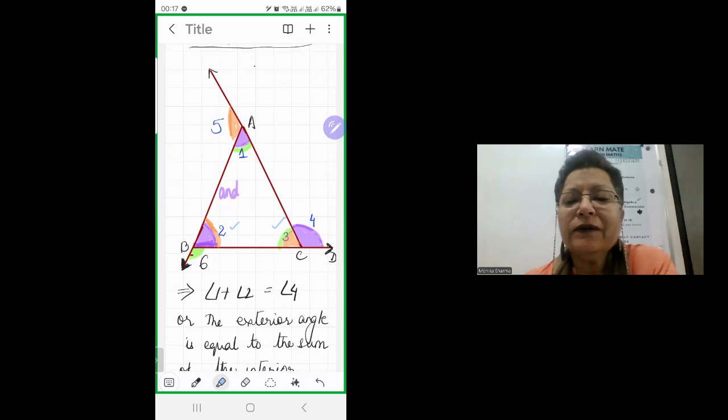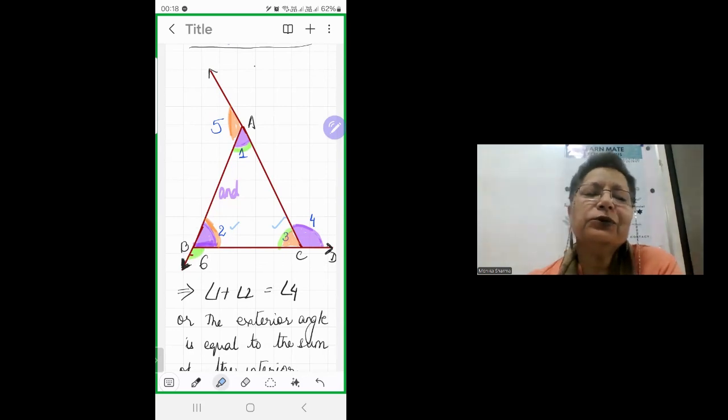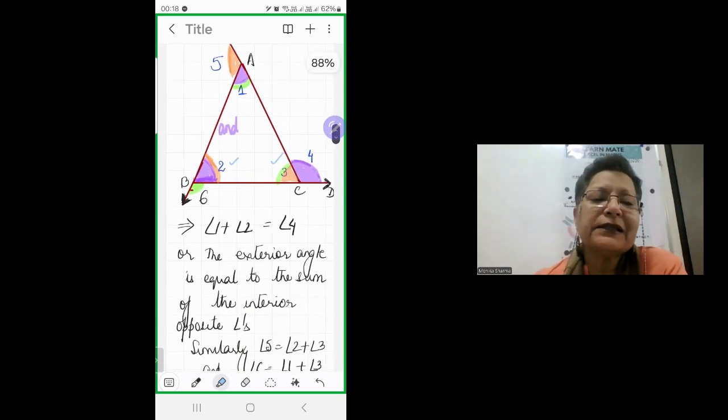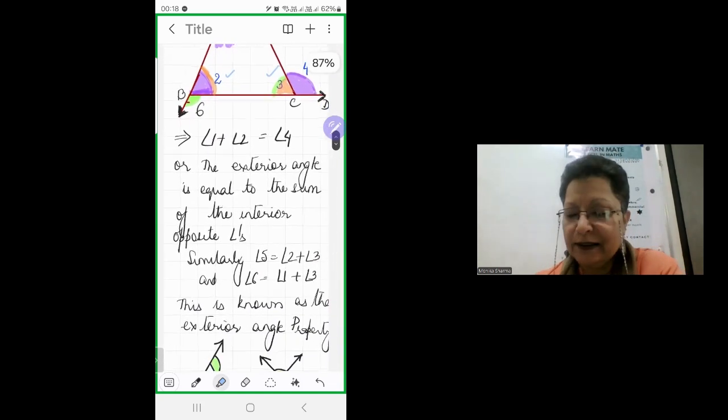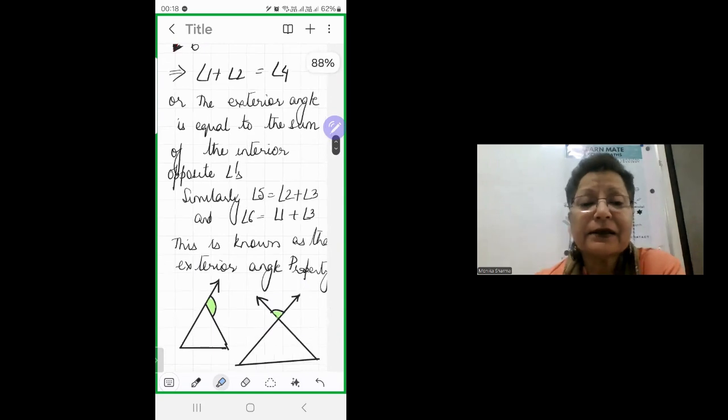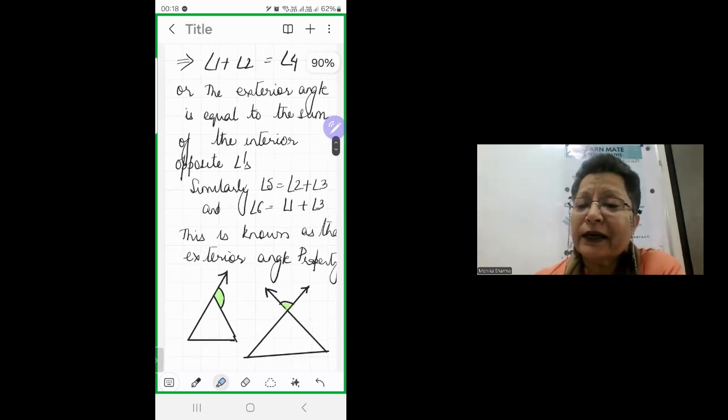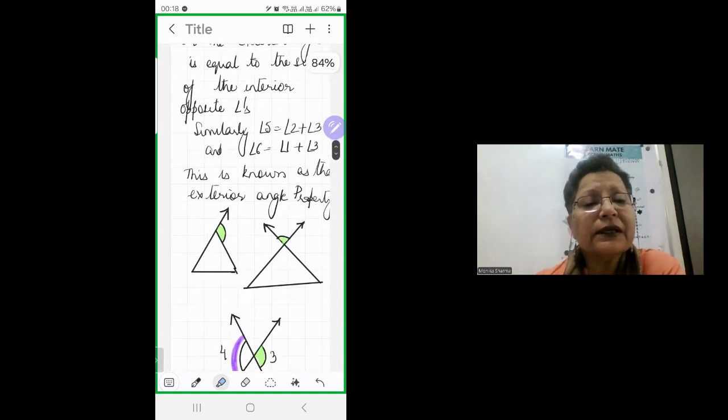Whatever is the measure of angle 5, it is going to be equal to the sum of the measures of angle 2 and angle 3. Similarly, I have angle 6, which is the exterior angle at point B, equal to the sum of the interior opposite angles at 1 and 3. Is that okay? So any given exterior angle is going to be the sum of the interior opposite angles. But then there's a very, very tricky situation here.